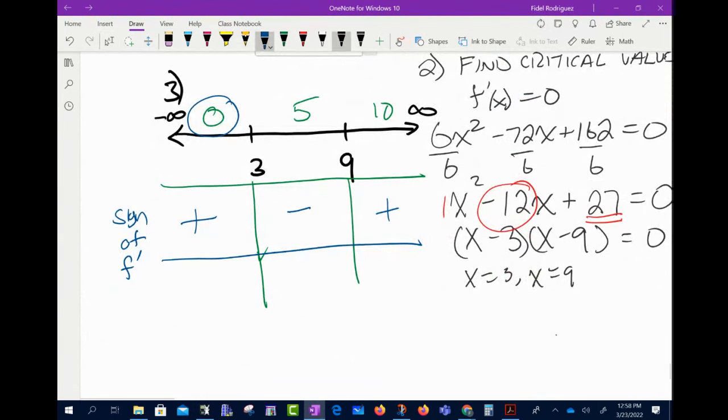Now that we have that part, the third part is the graph of f. If the derivative is positive, that means that the function is increasing. If the derivative is negative, that means that the function is decreasing.